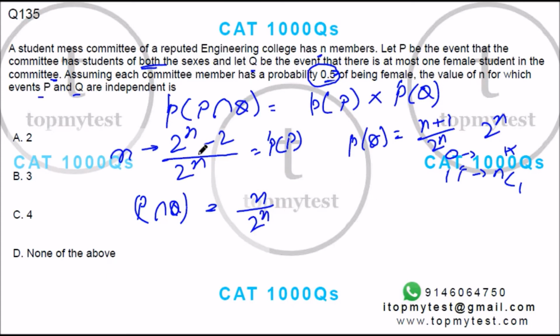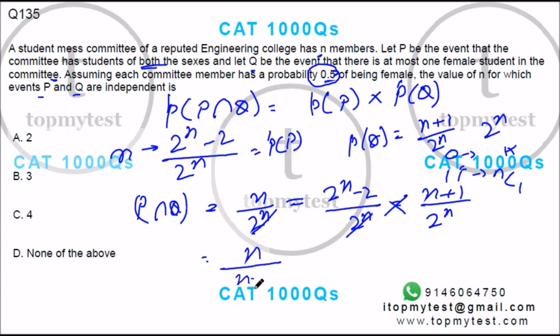So by the definition of independent events, I'll get (2 to the power n minus 2) divided by 2 to the power n, times (n plus 1) divided by 2 to the power n. This should satisfy. So one 2 to the power n goes out. Let me bring this here. This gives you n divided by n plus 1 should be equal to (2 to the power n minus 2) divided by 2 to the power n. This gives you 1 minus 1 by 2 to the power n minus 1.